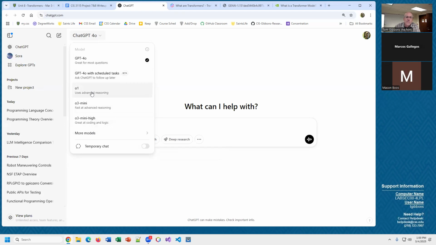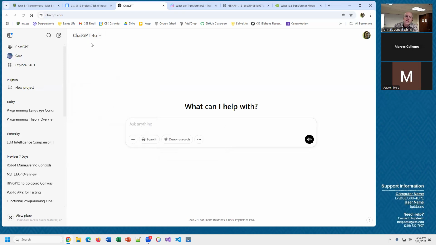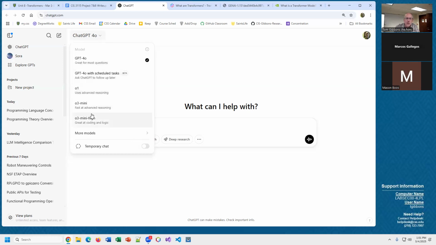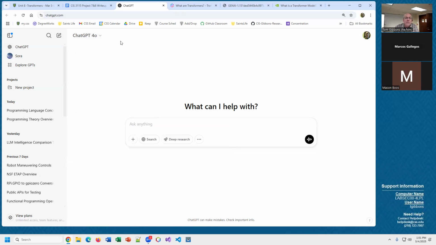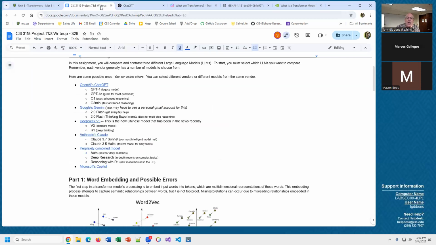They have o1 for advanced reasoning, o3-mini. I've been using o3-mini-high because it's really good at coding. And then there are some more models, the older GPT-4o mini and the legacy GPT-4. I don't know what models you will have, but most of these will have some place on the screen where you can choose the different models. I don't know if I have a paid subscription to ChatGPT, so I know I can certainly see more models, but you want to do that.